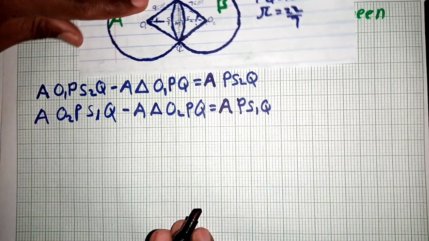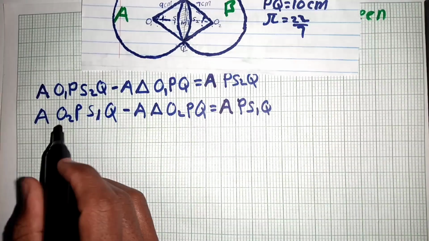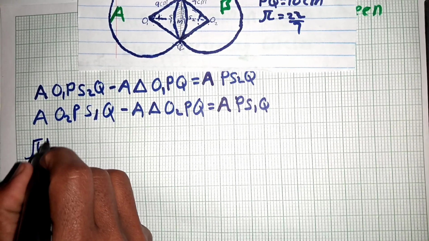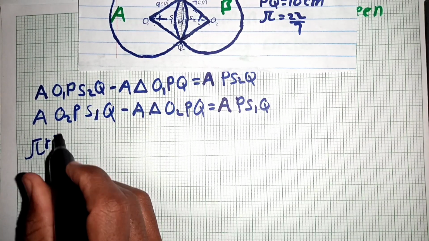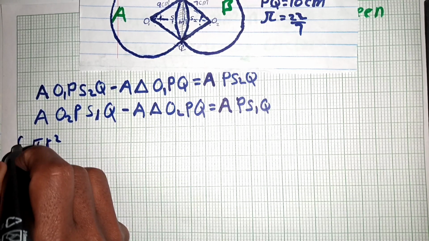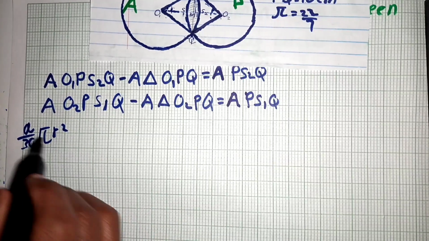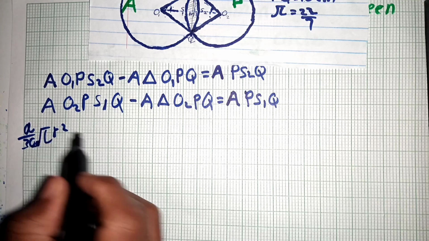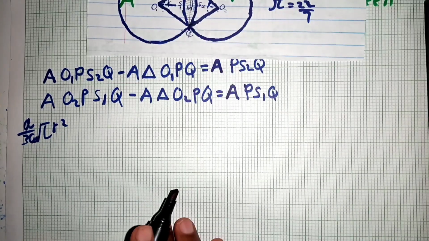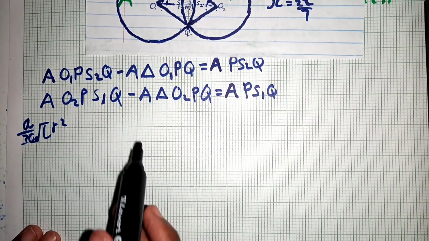So we proceed and find the area of this sector here. The formula is always theta over 360 times pi r squared, where theta is the angle here. This is the area of a sector of a circle. So let us proceed. Do we have angle theta? No, we are not given.